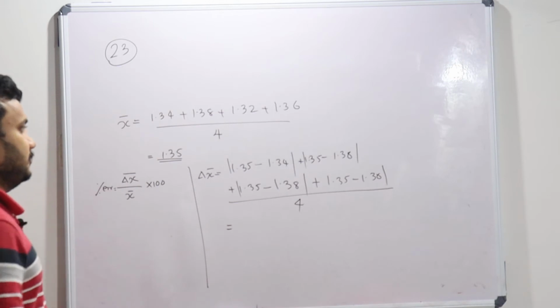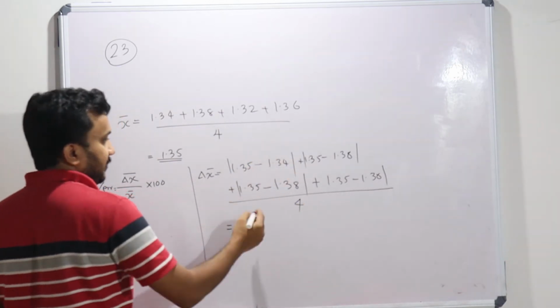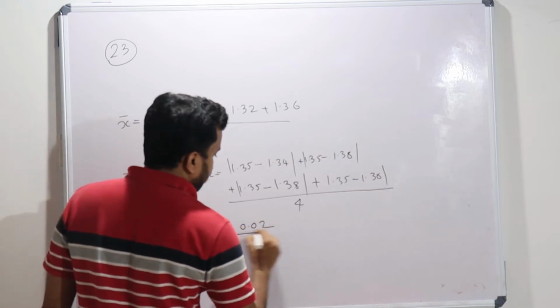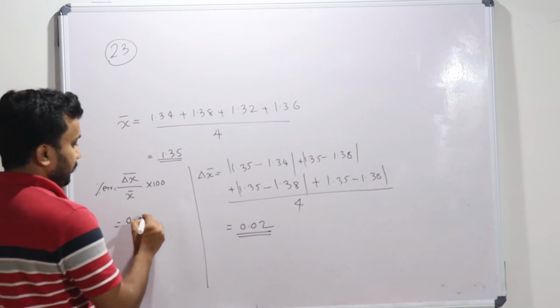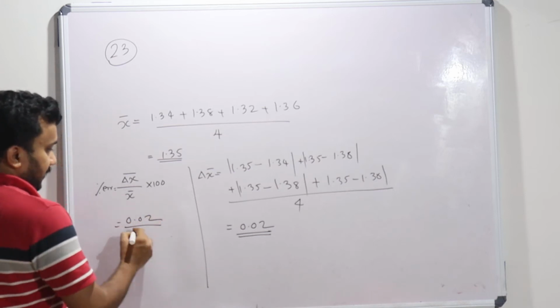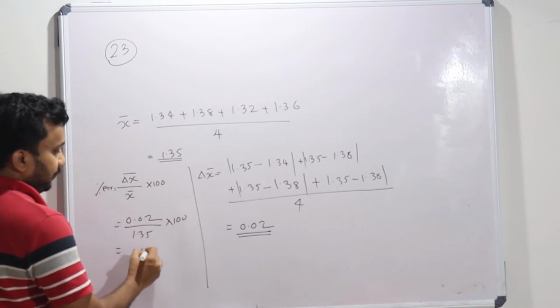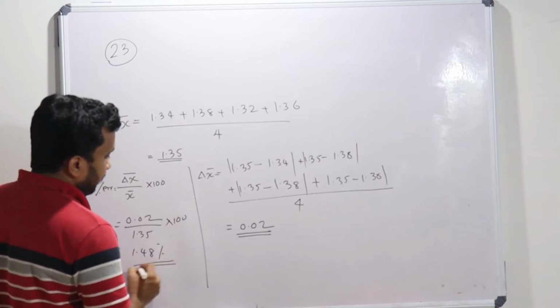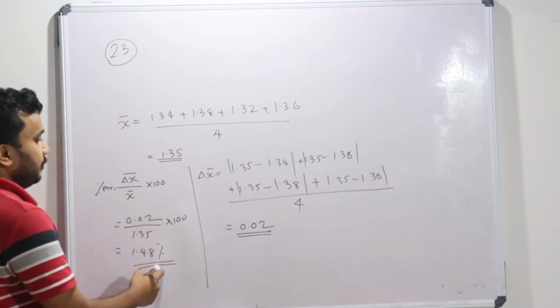So the sum is 0.01, 0.03, 0.03, 0.01, which is 0.08, divided by 4 means 0.02. So delta x bar is 0.02. We have to find the percentage error. Percentage error means 0.02 divided by 1.35 into 100. This is 1.48, so the answer is 1.48 percent.